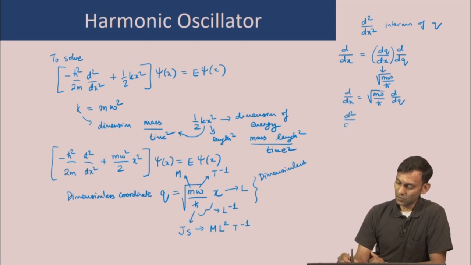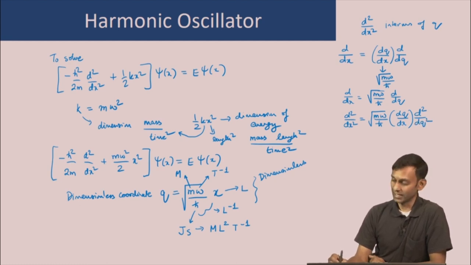d squared by dx squared is another derivative with respect to x, which gives dq by dx and then another derivative with respect to q, and again we write the expression of dq by dx as square root of m omega by h bar. So, finally, we have d squared by dx squared is equal to m omega by h bar times d squared by dq squared.